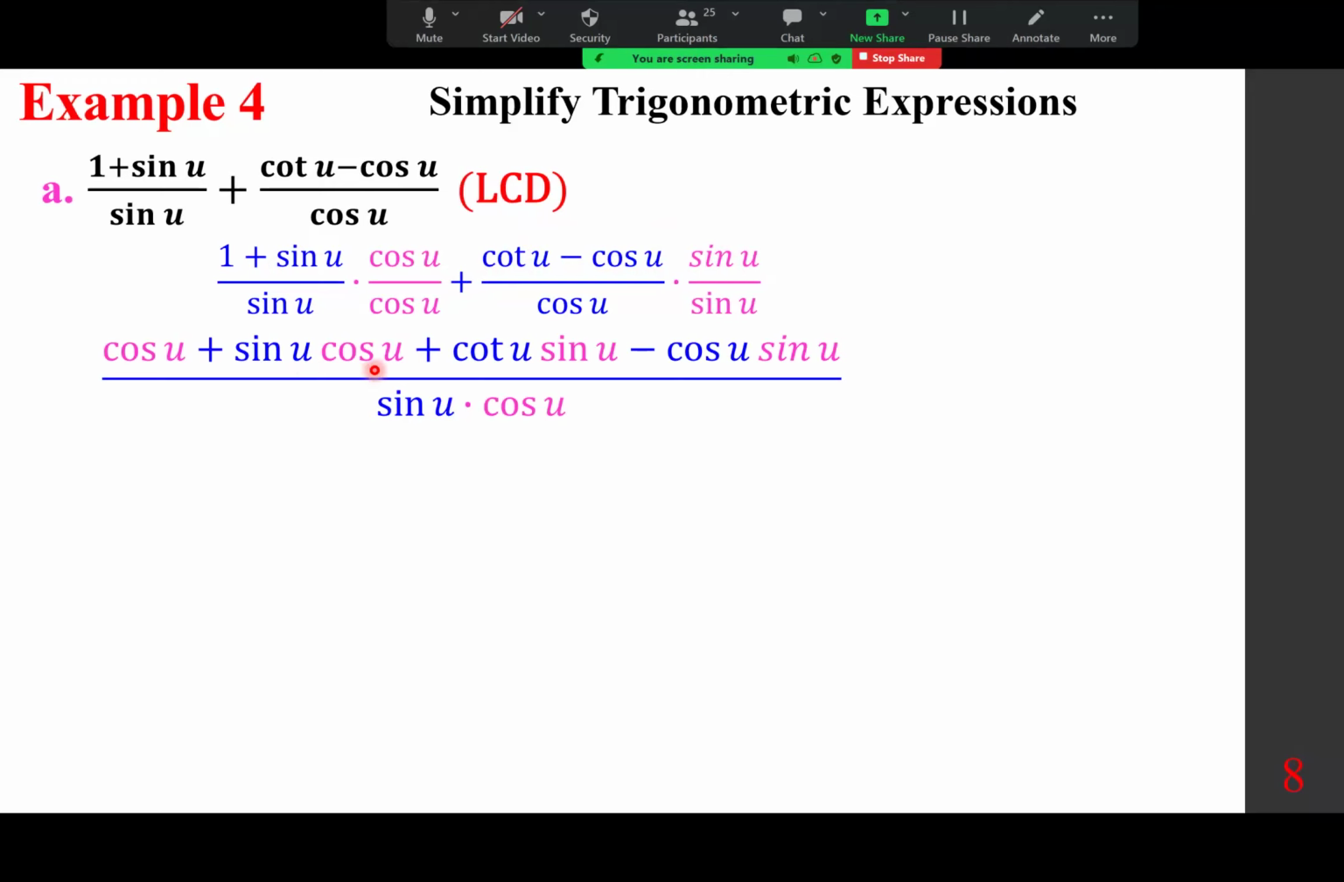Clearly, sine u, cosine u, or cosine u, sine u makes no difference. One is positive, one is negative. They cancel each other because they are opposites. So let's write what we are left with. The numerator is left with cosine u and then cotangent u sine u. Then the bottom is sine u, cosine u.